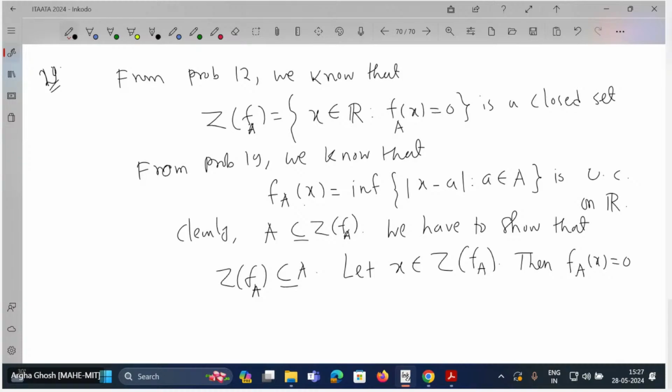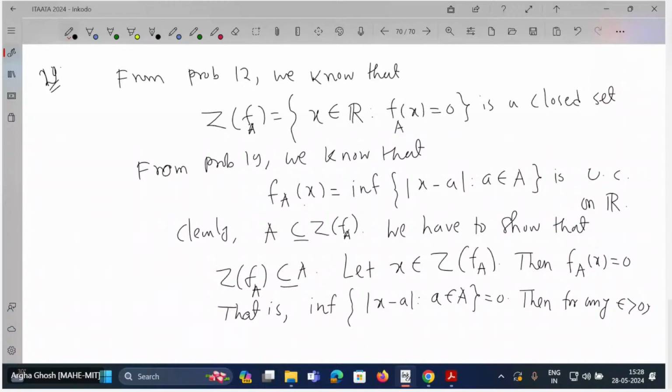So whatever positive epsilon you choose, the infimum of the set of |x minus a| such that a belongs to A is 0. Then for any epsilon greater than 0, what will happen? By the property of infimum, there will exist an element from A such that the distance will be less than epsilon.